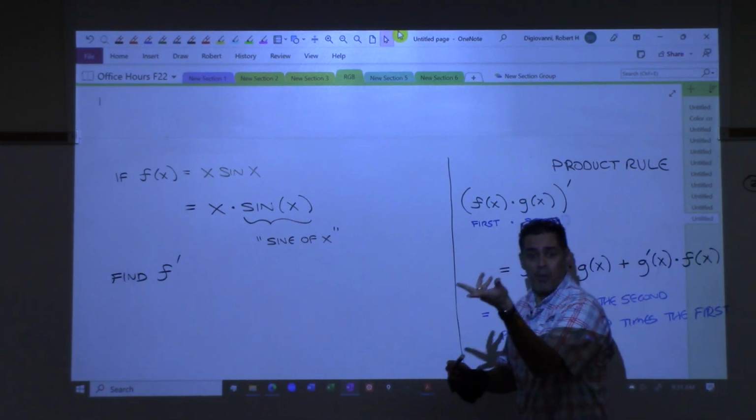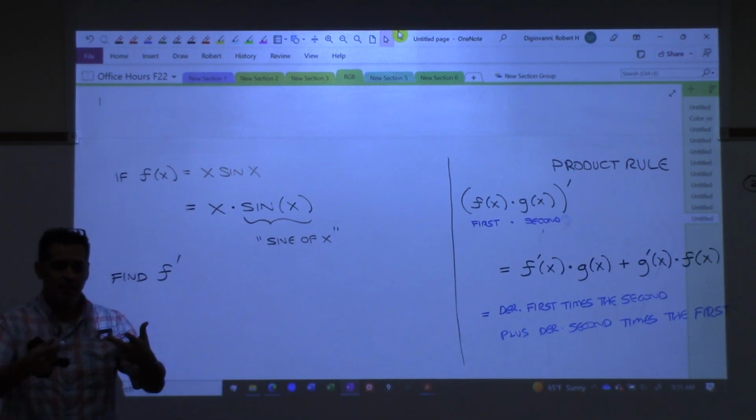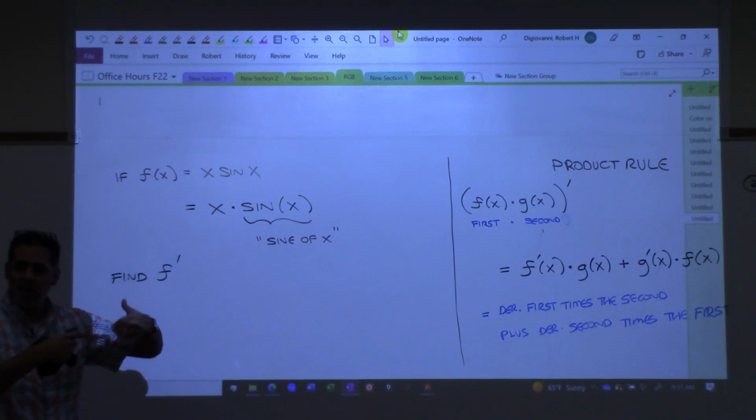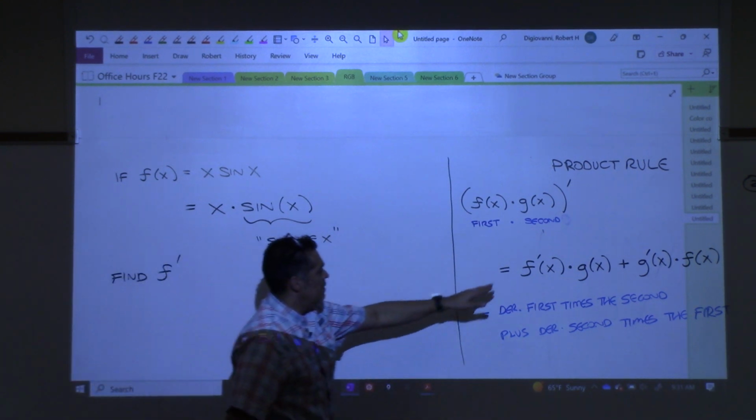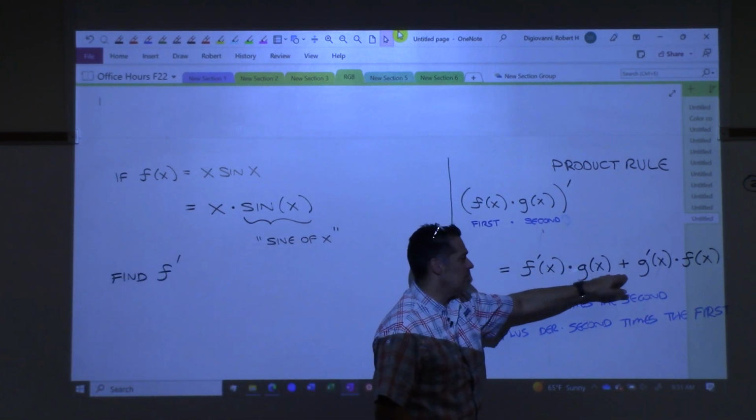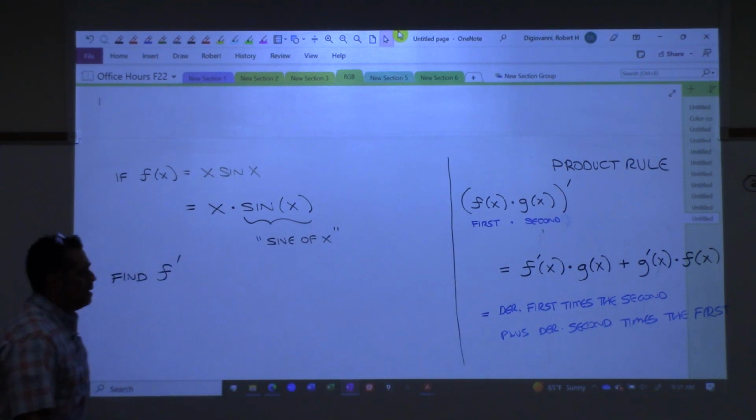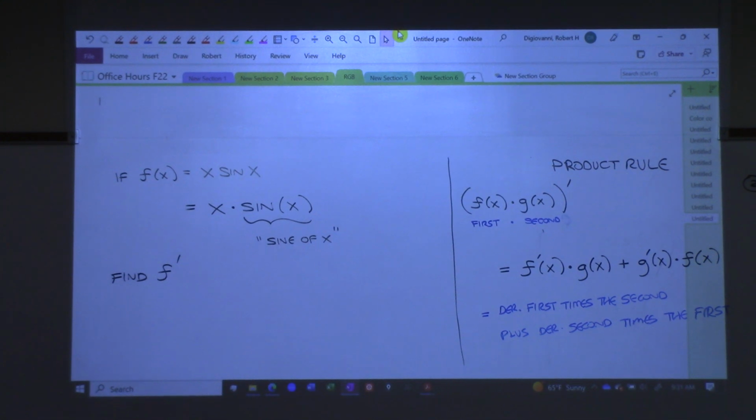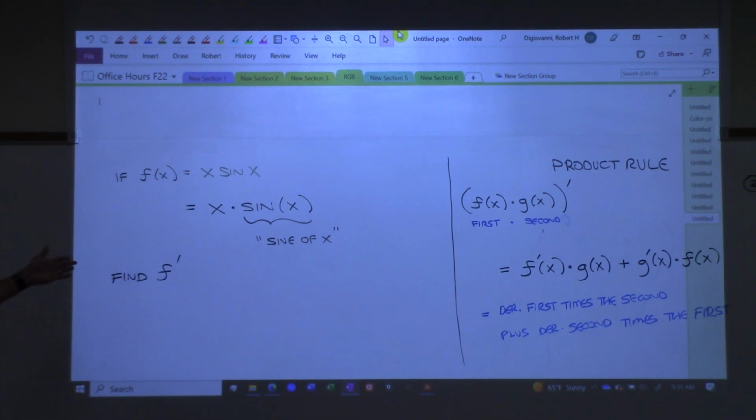I'm going to just verbally say that. Okay, hey, we have a product, right? So when we take the derivative, we're going to take the derivative of the first times the second plus the derivative of the second times the first. So derivative of the first function times the second plus the derivative of the second one times the first one. Understood? That's going to take a little time for you to get that down, but I think it's much more useful to learn it that way. All right, so you ready to do this problem?